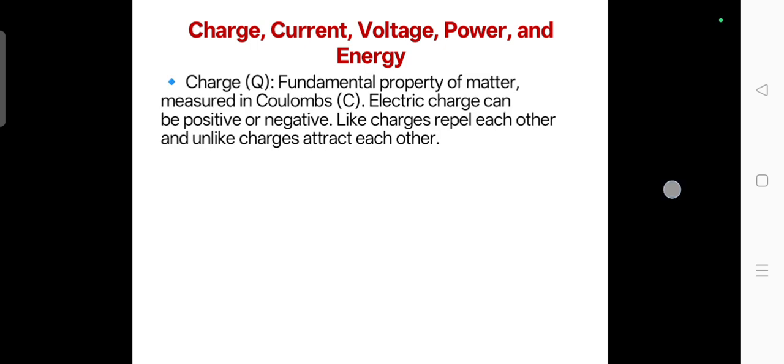So charge is denoted by the capital Q, which is the fundamental property of matter, measured in coulombs. An electric charge can be positive or negative. For example, positive charge is the protons in atoms, and negative charge is the electrons in atoms. The basic property of charge is that like charges repel each other, and unlike charges, positive and negative, attract each other. So this is the concept of charge.